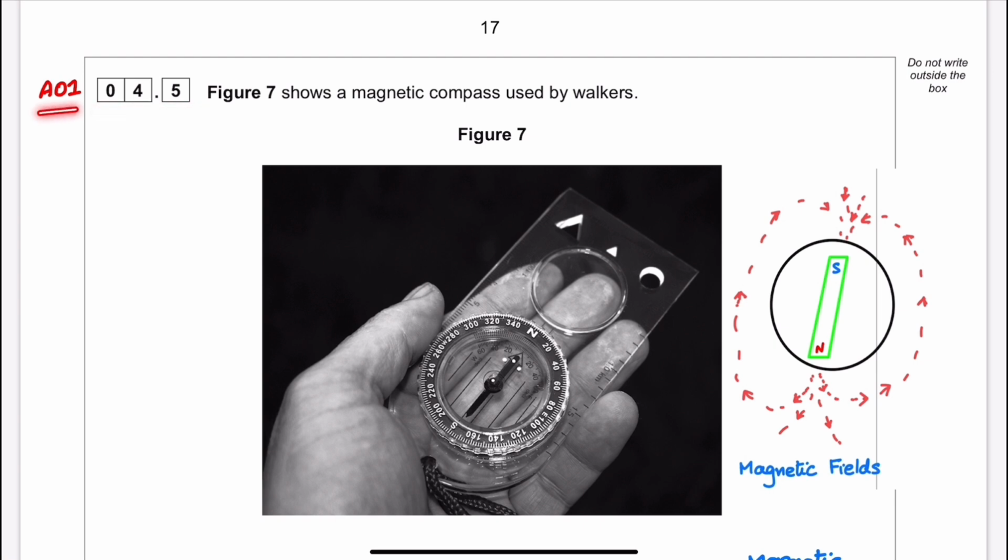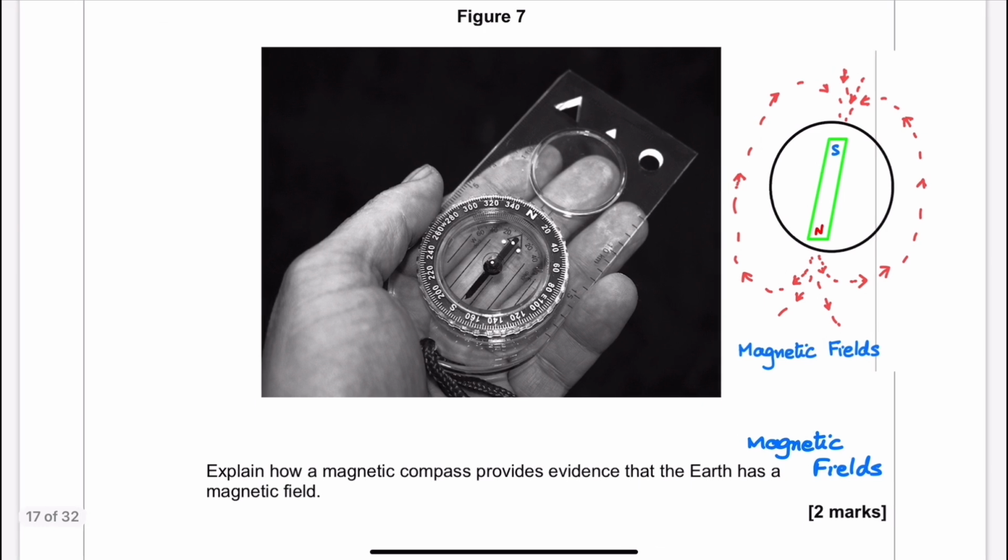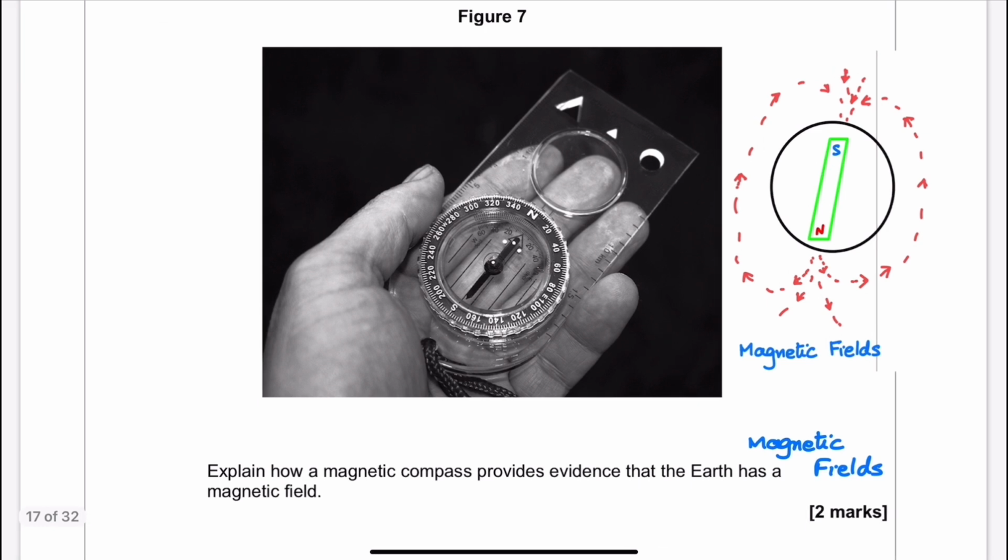4.5 is an AO1 question, which is a knowledge based question. Figure number 7 shows a magnetic compass used by walkers. We can see here a magnetic compass. We can see the north pole directed by the magnetic compass. Explain how a magnetic compass provides evidence that Earth has a magnetic field.